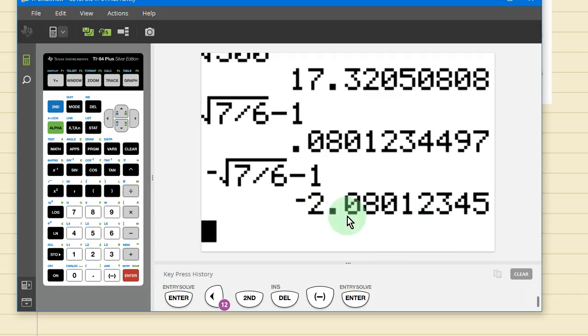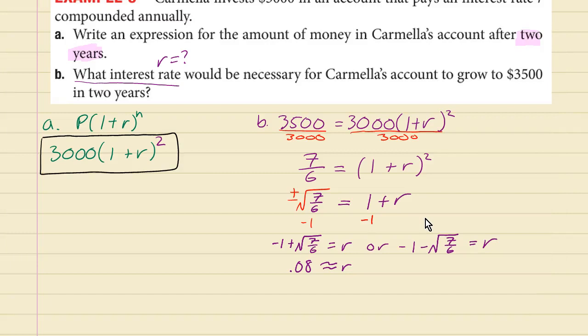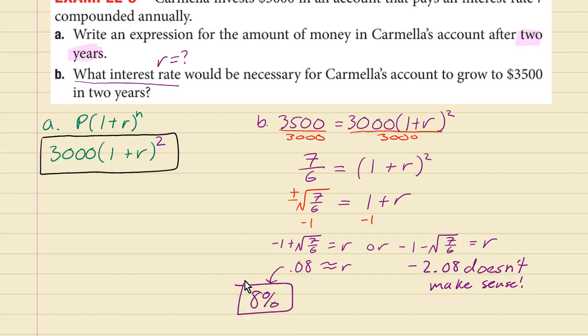So this is one where, when you get a negative interest rate, it doesn't make sense, so we're going to throw it out. So we're going to go with this 0.08, which is usually known as 8%. So you can just say 8% is the interest rate that she needs, that's what you plug into r here, to make it so this thing comes out to be 3,500.